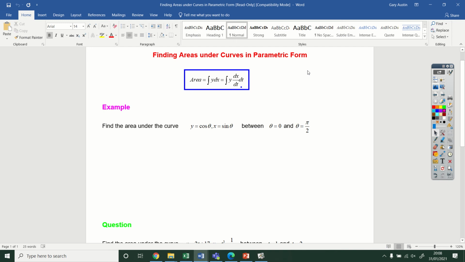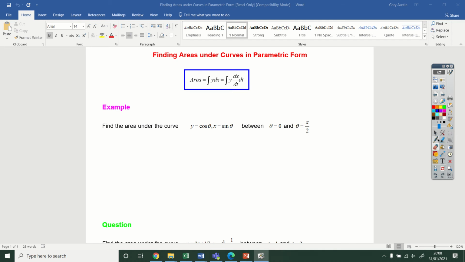Hi Year 13. In today's video I'm going to show you how to find the area under a curve which is given in parametric form. So we're going to look at how it's similar to the way that we differentiated parametric curves and make some connections between those, and then I'll go through some examples for you today.